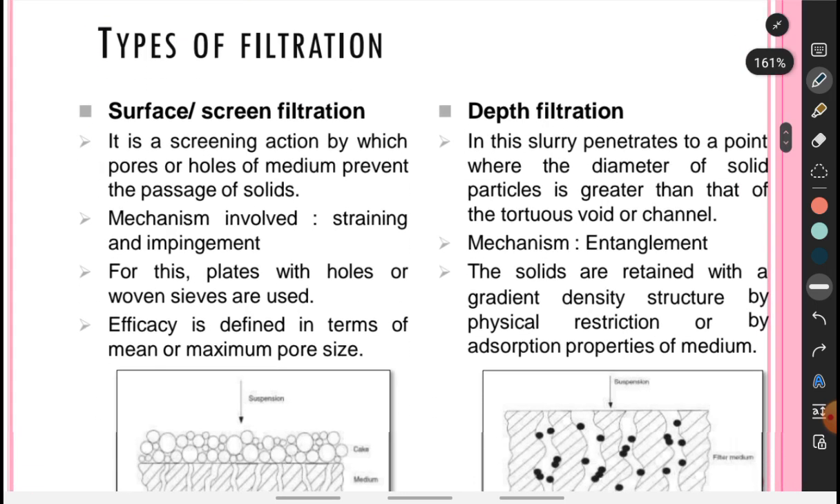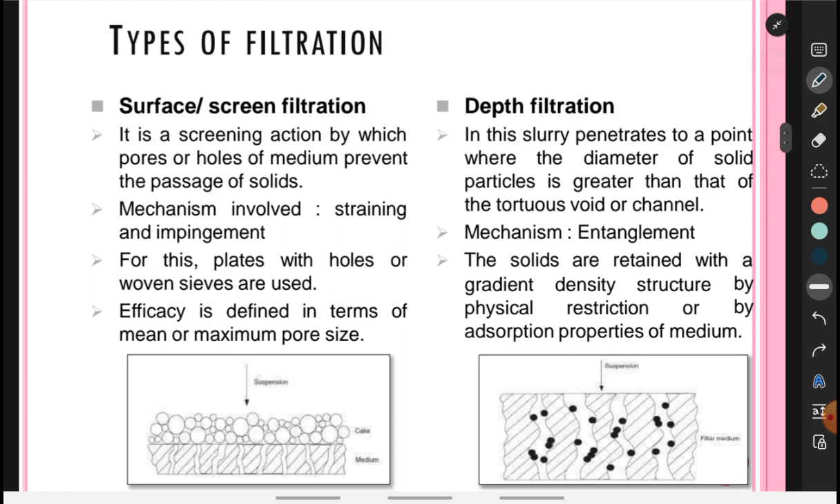Next, coming to the types of filtration. There are two types: first is surface filtration, then depth filtration. In surface filtration, the pores and holes prevent passage of the solid. Pores and holes are present which do not allow particles to move. This mechanism involves straining. The pores are smaller than the particles, so they cannot pass. Plates with holes or woven sieves are used. Efficiency is defined in terms of the mean and maximum pore size.